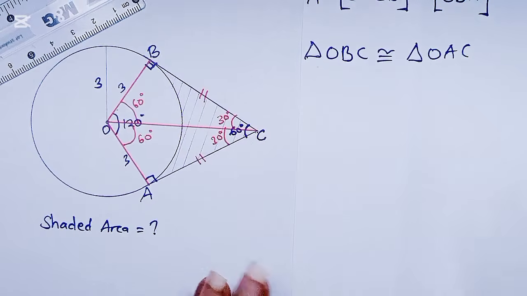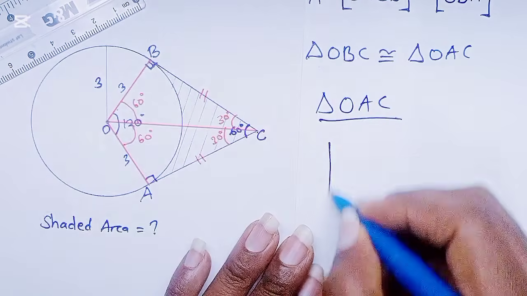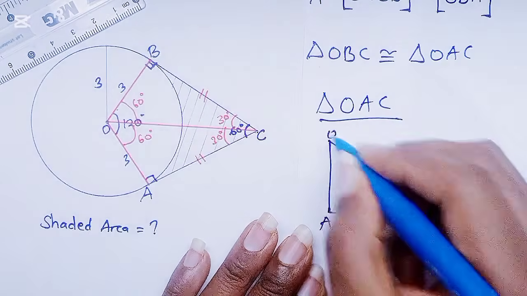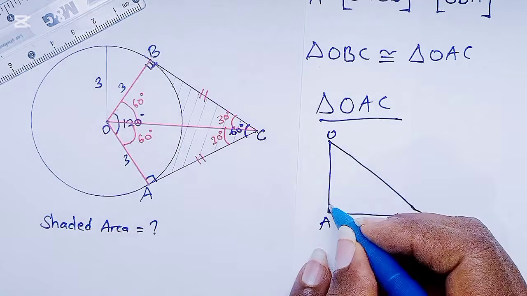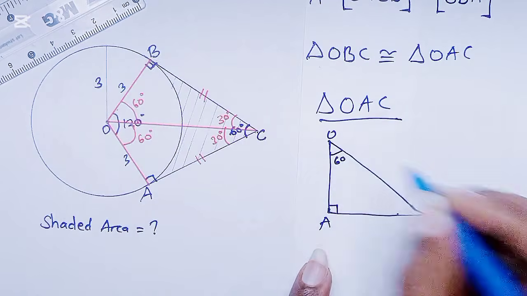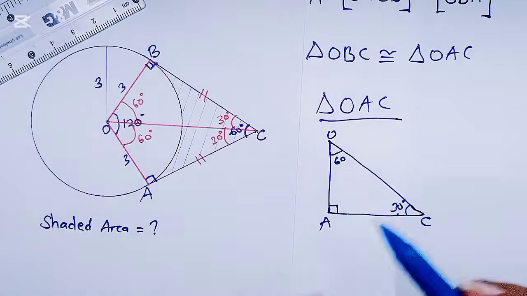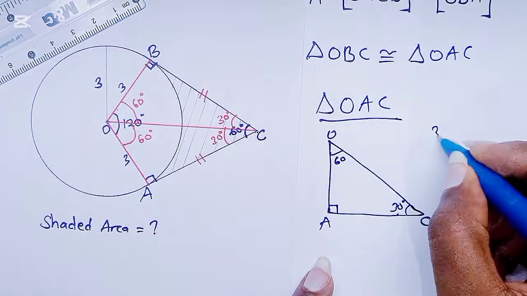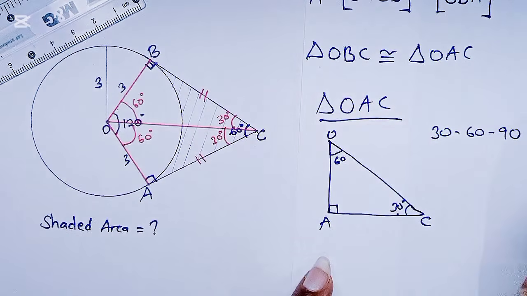Now, focusing on triangle OAC, it's like this. So this is C, this is O. This is 90 degrees, this is 60 degrees, this is 30 degrees. As you can notice, this triangle here is a special 30-60-90 triangle. Okay, it's a special triangle.